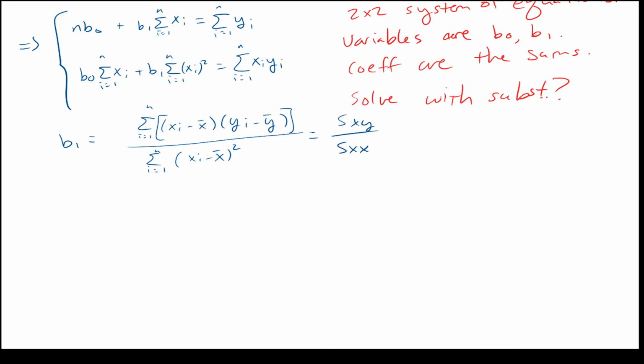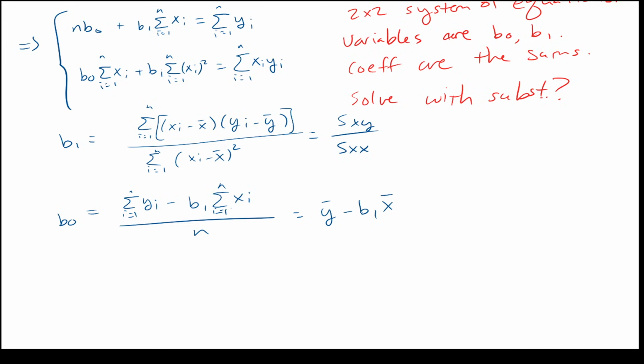And b0 is the summation i equals 1 to n of yi minus b1 times the summation i equals 1 to n of xi, all over n, which could be written as y bar minus b1 x bar. So that is the derivation of the two parameters, b0 and b1, that minimize the function.